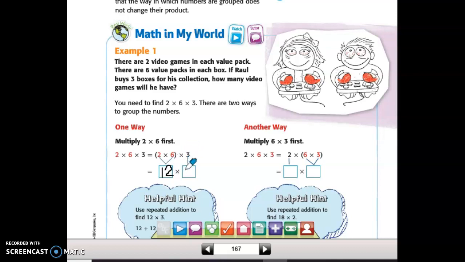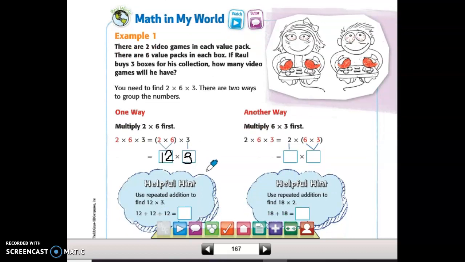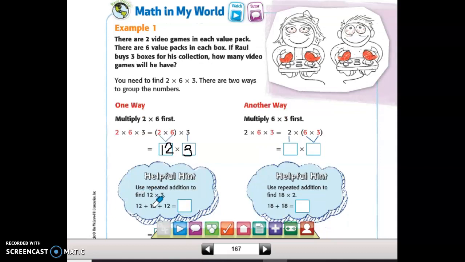And then you just bring down the 3, 12 times 3. Use repeat addition to find 12 times 3. 12 plus 12 is 24, plus another 12 is 36.